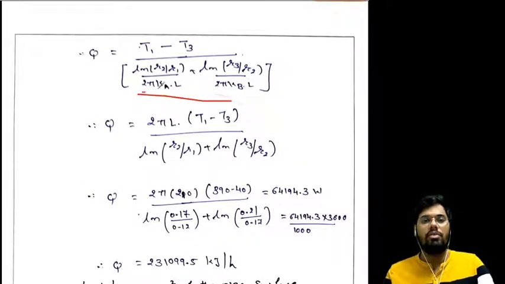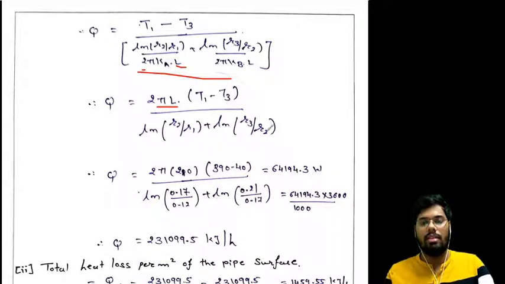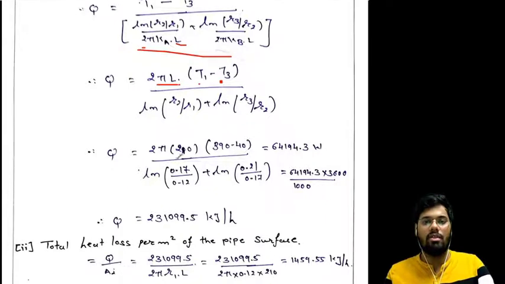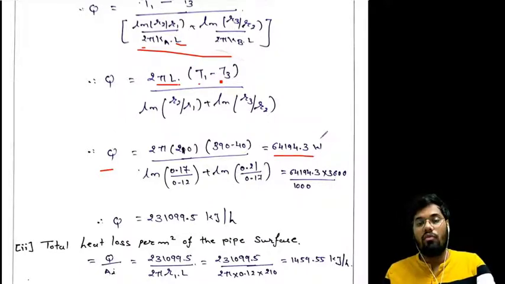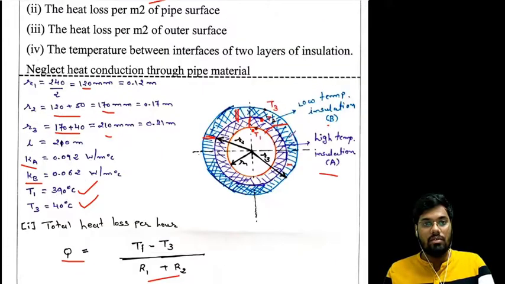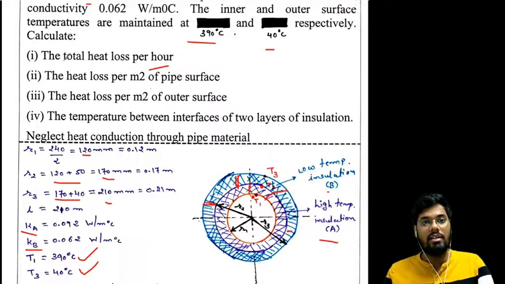Now in this equation, 2 pi L is a common term, so let's take it as 2 pi L times T1 minus T3 over ln R2 by R1 over Ka plus ln R3 by R2 over Kb. We know the values of R1, R2, R3, L, T1 and T3, so by putting in all these values, we can easily find the value of the heat transfer rate. But this heat transfer rate Q is in watts, that is, joules per second, but we need the answer as total heat loss per hour.